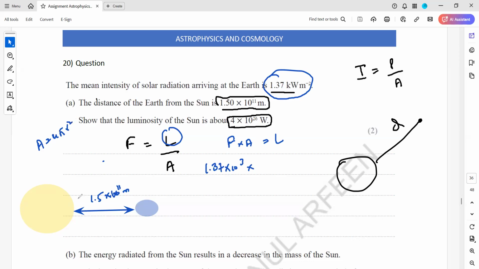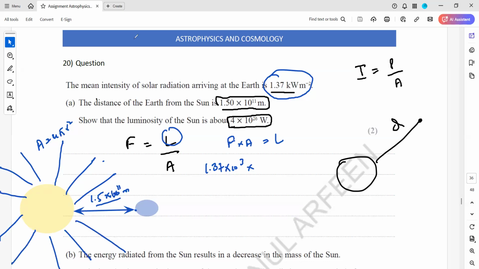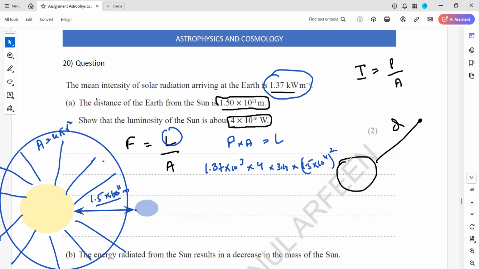Why 4 pi r square? Because it's not only one point. Just recall the formula for intensity. It is always calculated for area, not for a point. So there will be a lot of points which are at a distance of 1.5 × 10^11. So in short, we will have the total area, which is 4 pi r square. So we just substitute 4 pi, which is 3.14 times 4, and r square, where r is the distance here. In this case, it will be (1.5 × 10^11) square. So that will give us the luminosity.